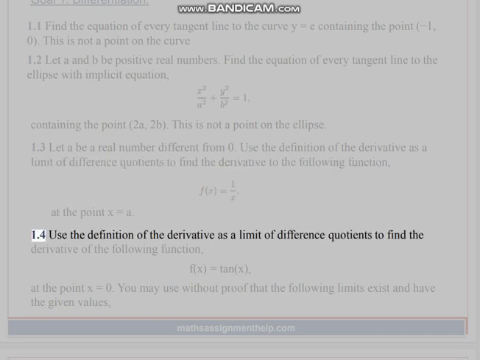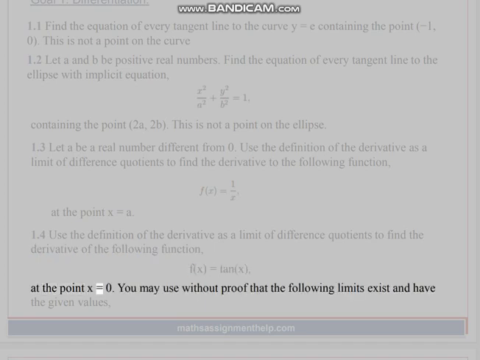1.4 Use the definition of the derivative as a limit of difference quotients to find the derivative of the following function, f(x) equals tan x, at the point x equals 0. You may use without proof that the following limits exist and have the given values.